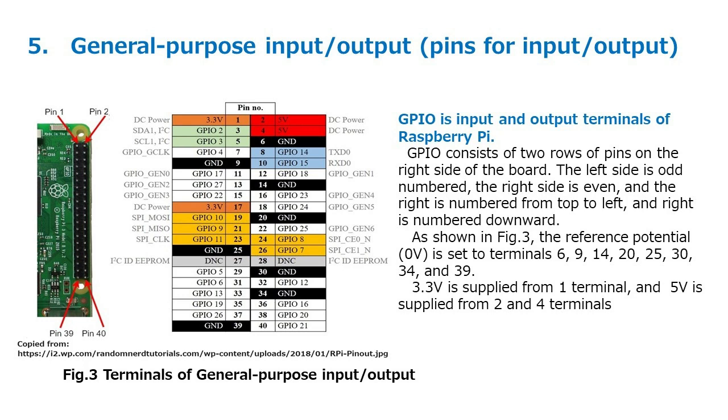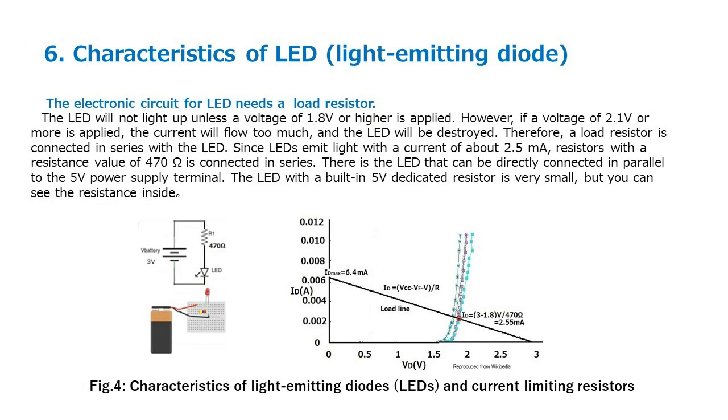3.3 volt is supplied from one terminal, and 5 volt is supplied from 2 and 4 terminals. Characteristics of LED. The electronic circuit for LED needs a load resistor. The LED will not light up unless a voltage of 1.8 volt or higher is applied. However, if a voltage of 2.1 volt or more is applied, the current will flow too much, and the LED will be destroyed. Therefore, a load resistor is connected in series with the LED.